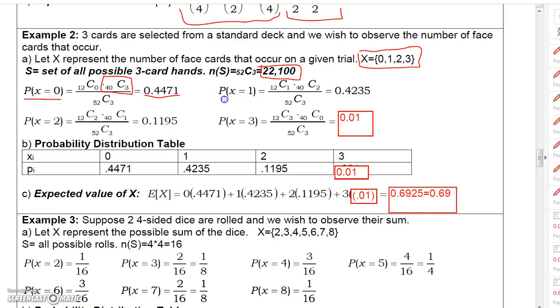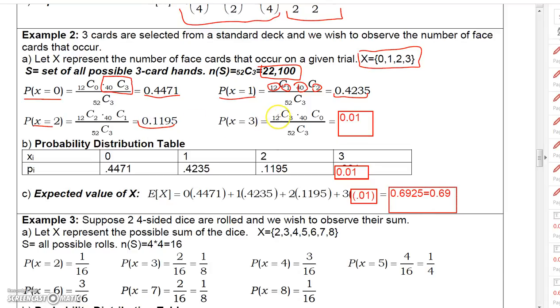Now the probability of getting 1 face card would mean that from the 12 face cards I choose 1, and from the 40 non-face cards I choose 2. And if you multiply that together and then divide by 52 choose 3, you get 0.4235. And then the probability of getting 2 face cards would be, out of the 12 face cards choose 2, and out of the 40 non-face cards choose 1, and then divide that by the same denominator and you get 0.1195.